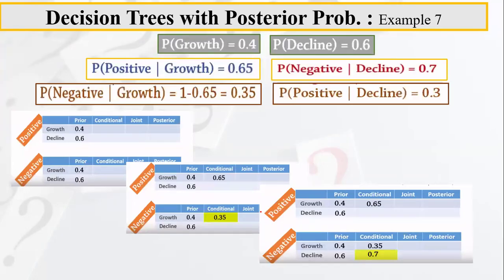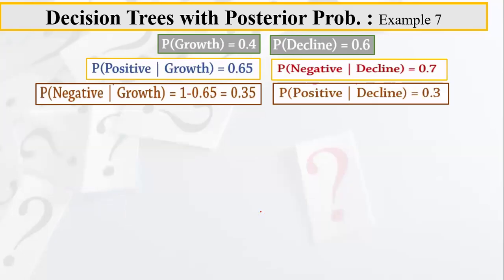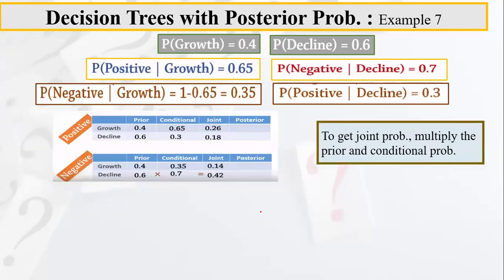Okay. I don't know if you're following or not, but the lecture notes are written down very, very well. Okay. So posterior probability which are given to you 0.4 and 0.6. So growth and decline. So a priori probability and conditional probability is negative given the growth is 0.35. Okay. I think he forgot to put 0.5 here. 35.